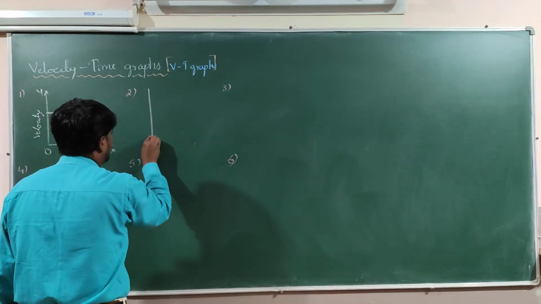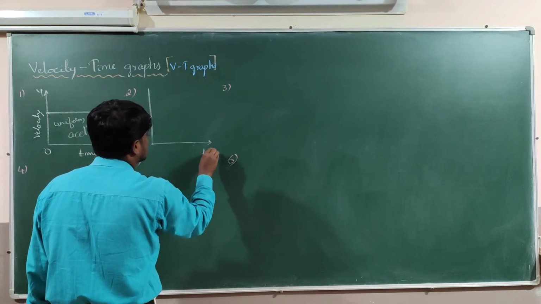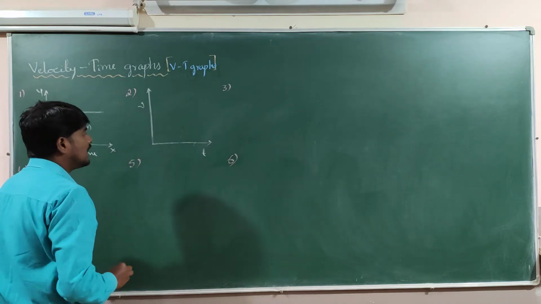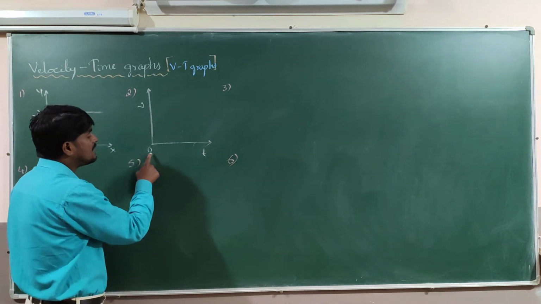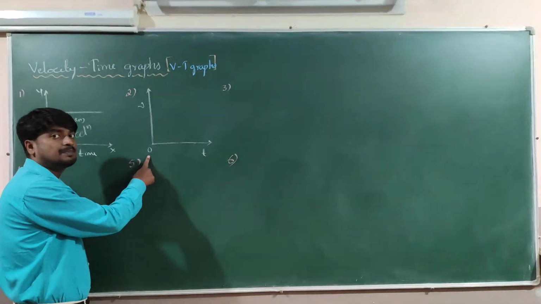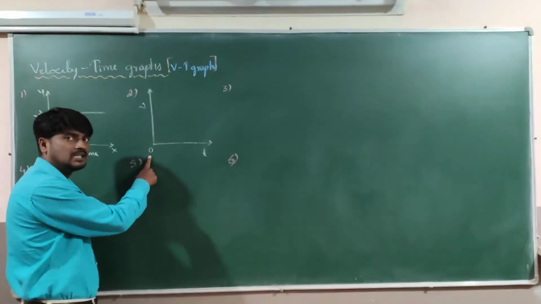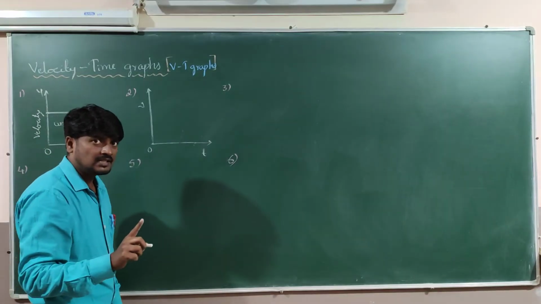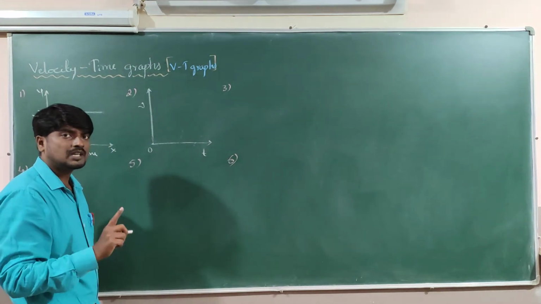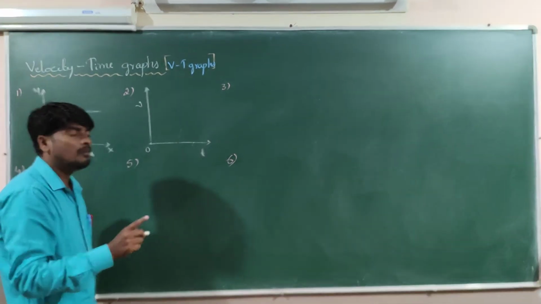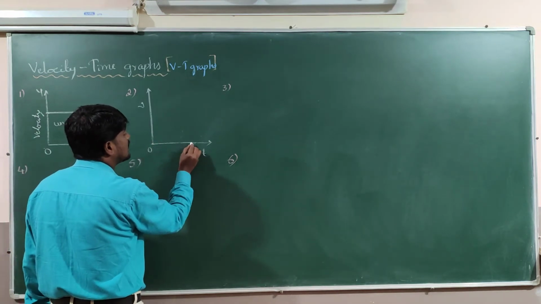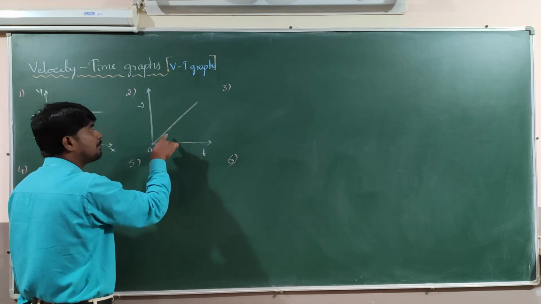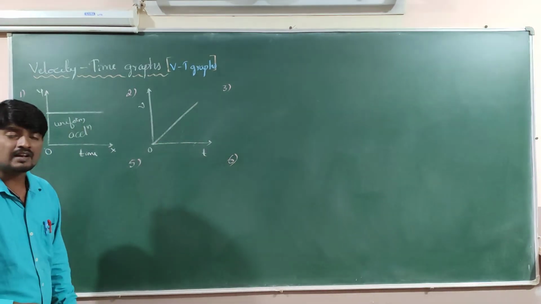Now, in the second graph, time is taken along the x-axis and velocity along the y-axis. Again at the origin, at time t equal to 0, the velocity of the object is 0. Hence it is here, because v is 0 and t is 0, both are here. After this, the body moves with a uniform acceleration. That means as the time increases, velocity also increases. Then it goes like this, a straight line. This graph plays a very, very important role in our further explanation.